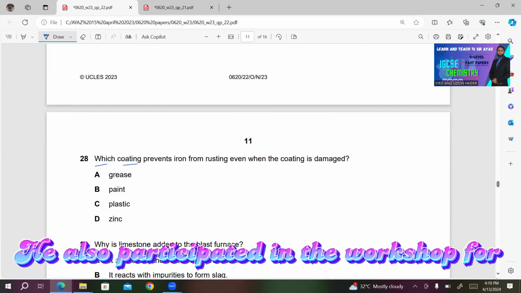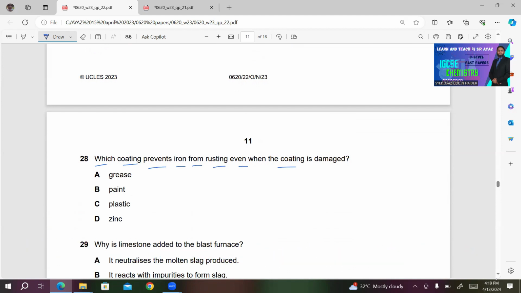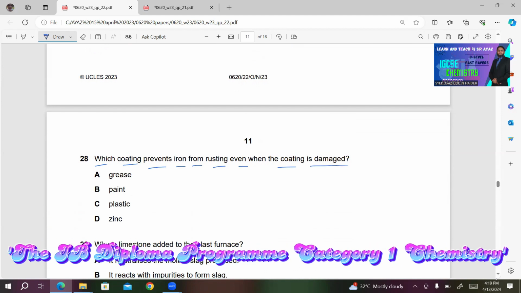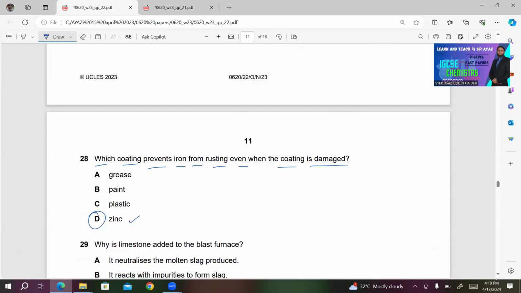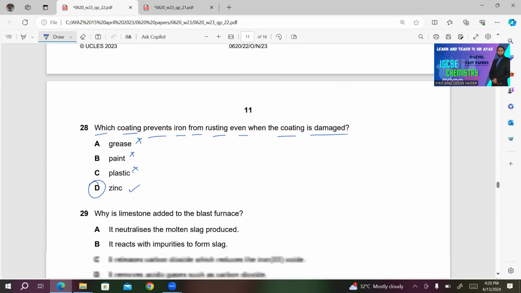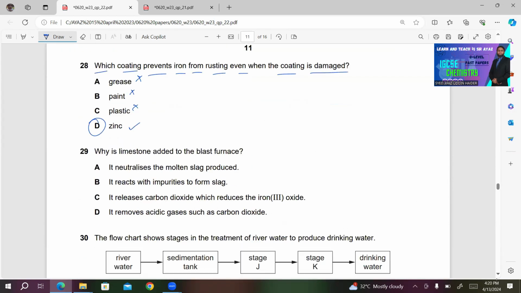28. Which coating prevents iron from rusting even when the coating is damaged? It must be zinc coating. So D is the right answer in this case, because if the coating of grease, paint or plastic is damaged, iron starts rusting. Zinc is the only one which reacts in preference to iron.